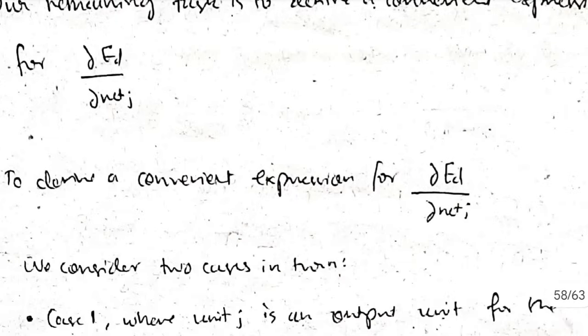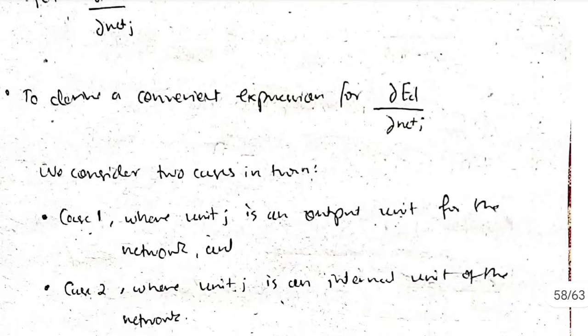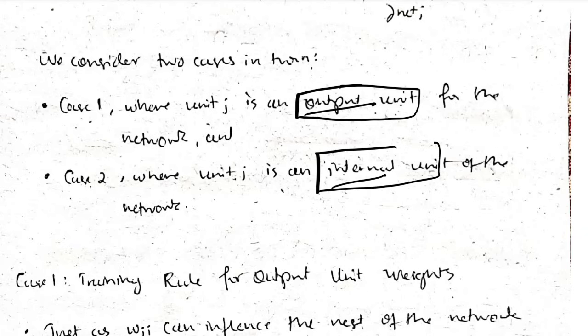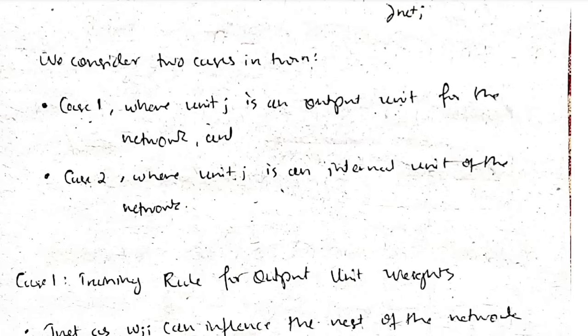To calculate the value of this one, listen carefully. First we'll be considering two cases: one for the output unit and one for the internal unit. You will get two answers. Finally, after presenting those two answers, that's all the derivation for backpropagation is. So the first one, what is the first one?